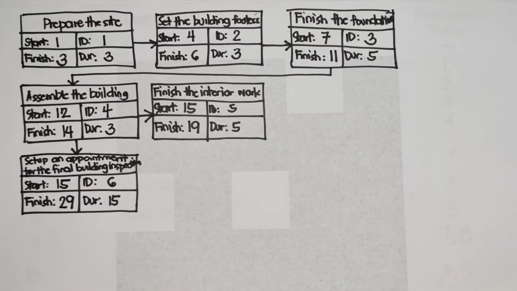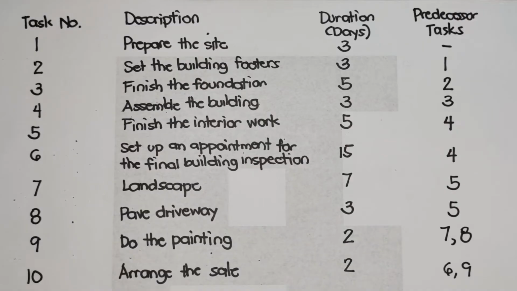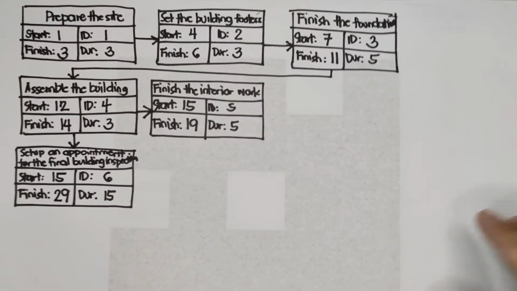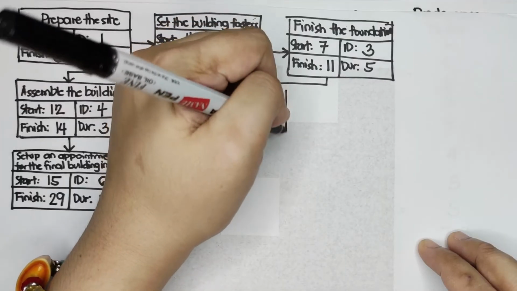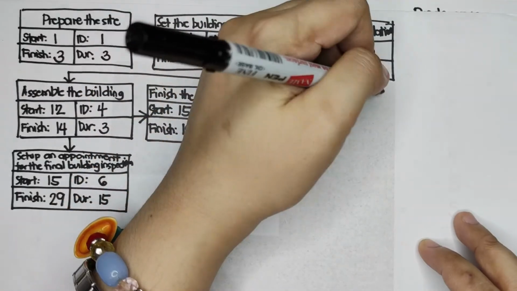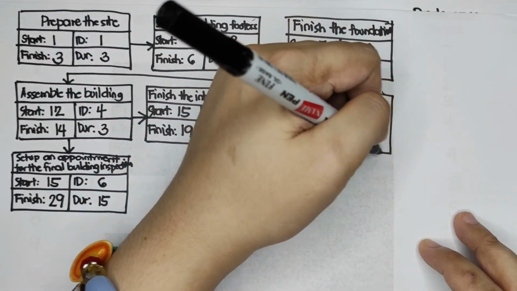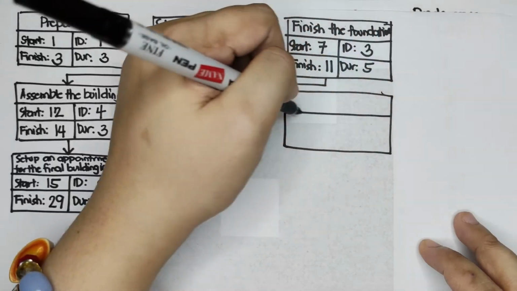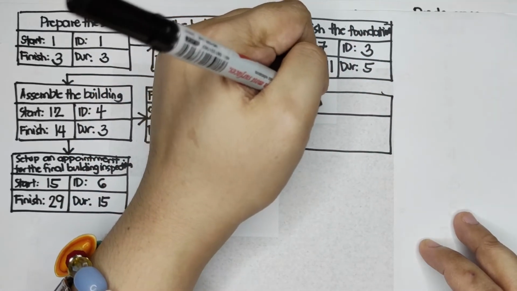Next we have task number 7. What is task number 7? We have landscape, and its predecessor task is task number 5. Let's create another box. Okay, we have landscape.